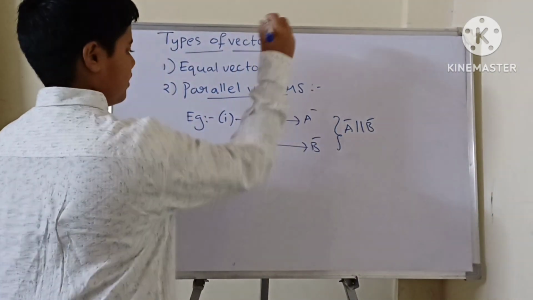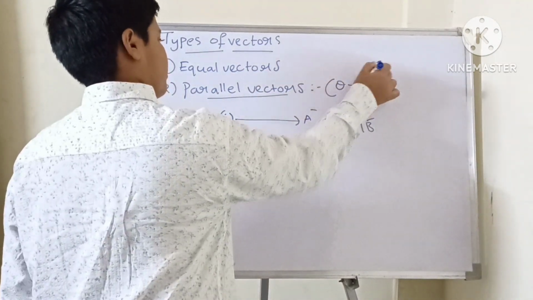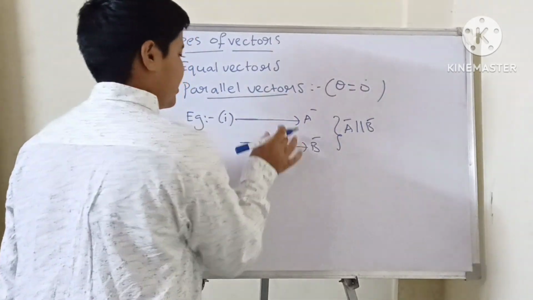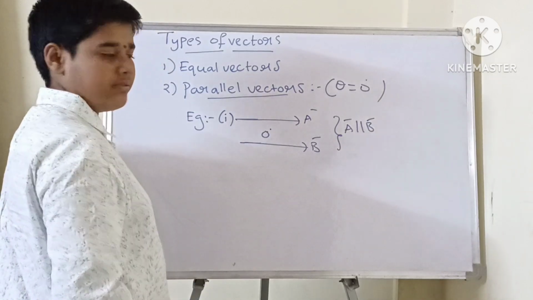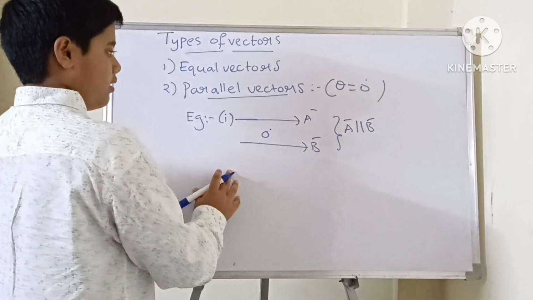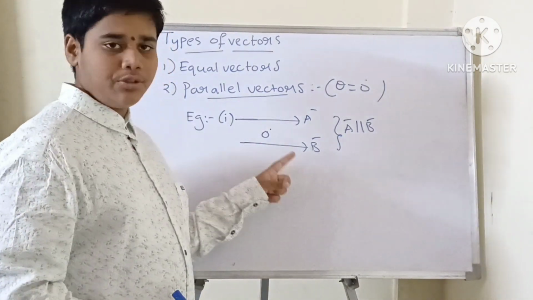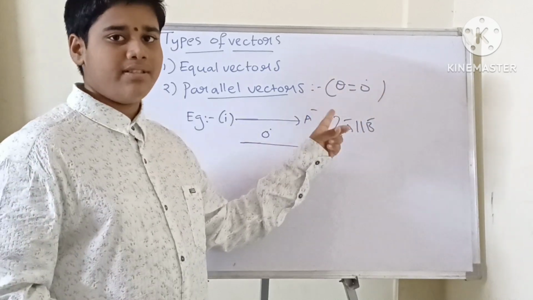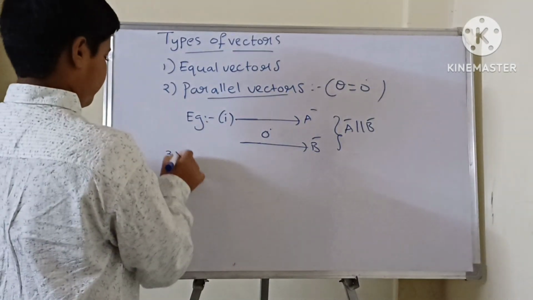So here parallel vectors means theta is equal to 0 degrees, because there is no angle between these two vectors. 0 degrees angle. Okay. So if two vectors are parallel, then those vectors are said to be parallel vectors when theta is equal to 0 degrees. Theta means angle. Okay.